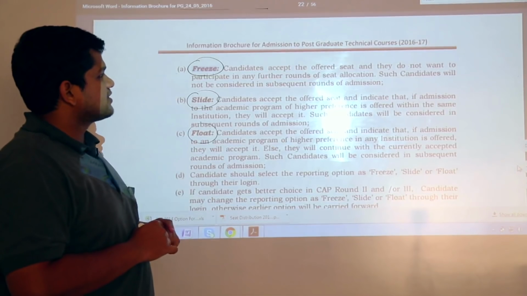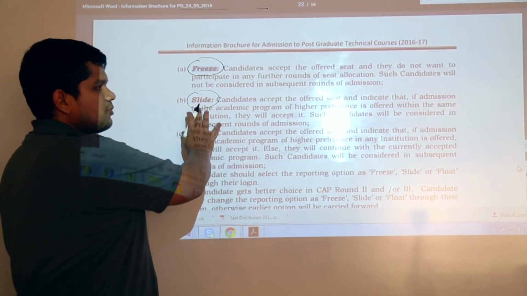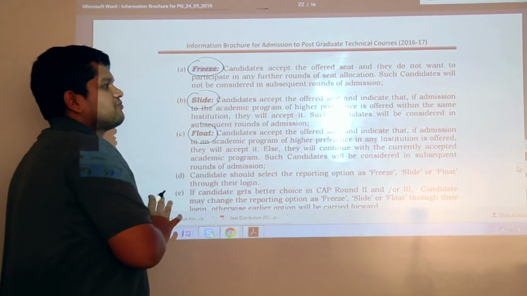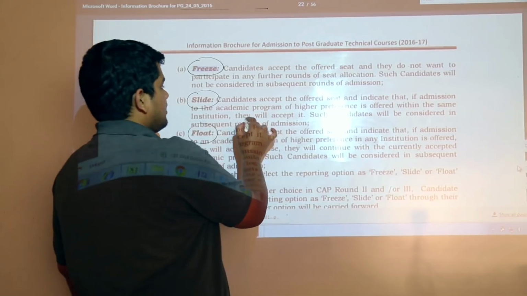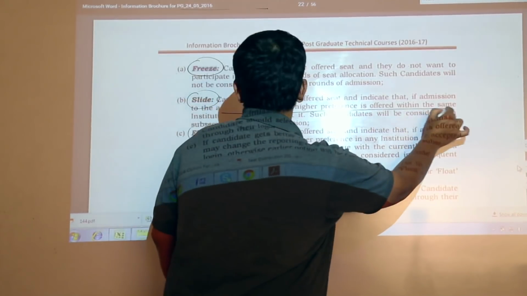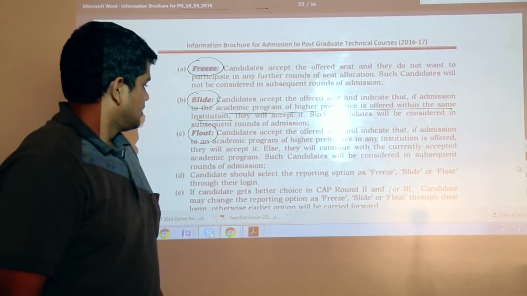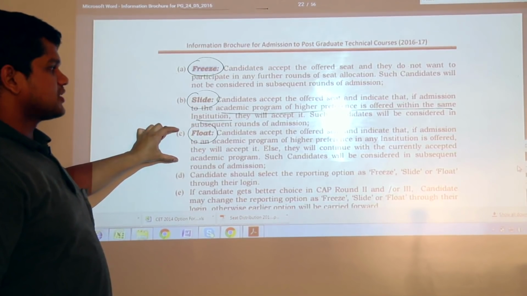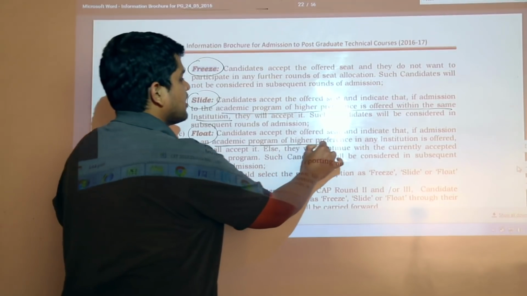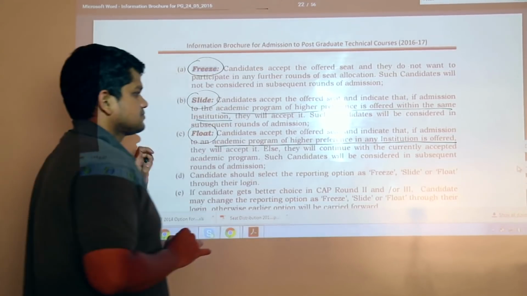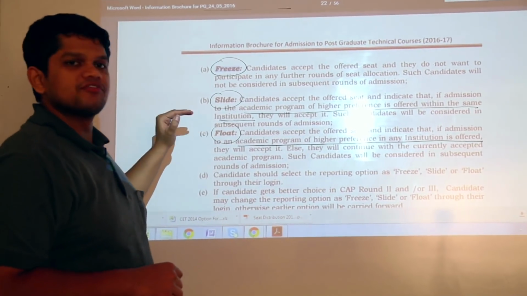Now, specifically looking at the technical terminologies, they say you should be taking up slide if the candidate is offered a seat and you want a program of a higher preference within the same institution. And about float, they say that if you want an academic program of a higher preference in any institution, in that case you need to go for float.